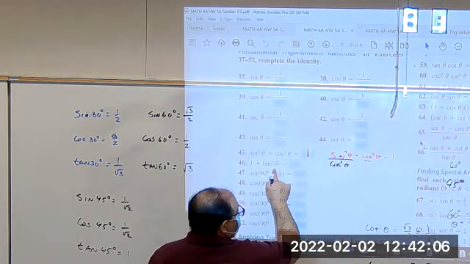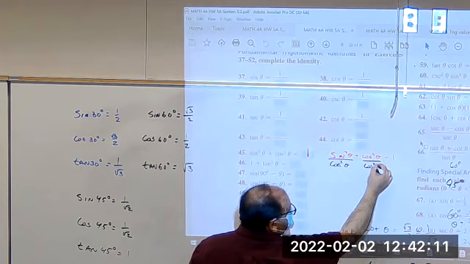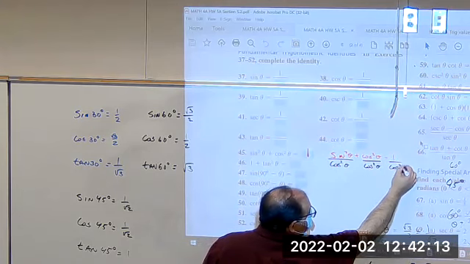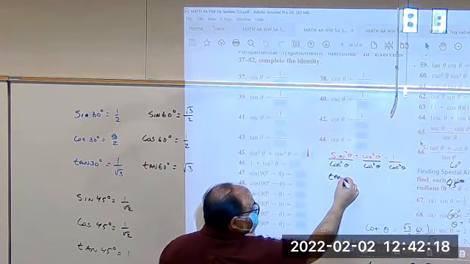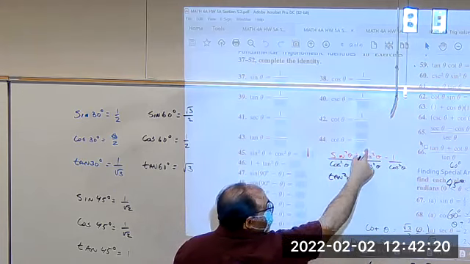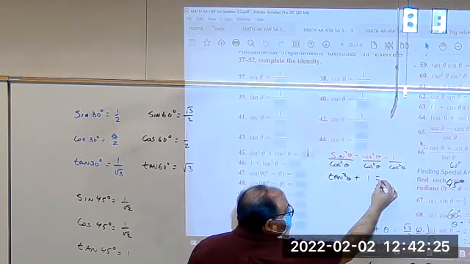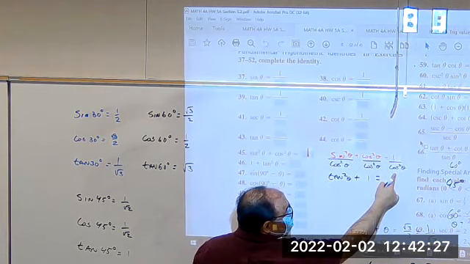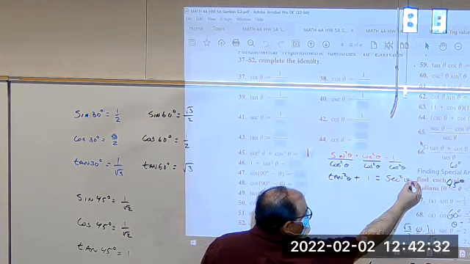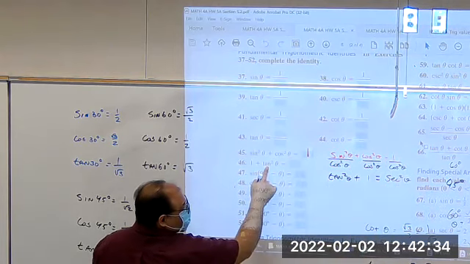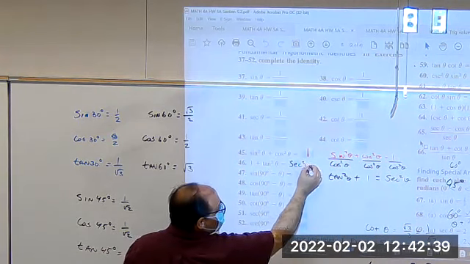Because this is tangent, I want sine squared over cosine squared. Everybody gets divided by cosine squared. Sine squared over cosine squared, there's my tangent squared that I'm looking for. Cosine squared divided by cosine squared is 1. 1 over cosine is secant, so 1 over cosine squared is secant squared theta. So 1 plus tangent squared is the same thing, secant squared theta.